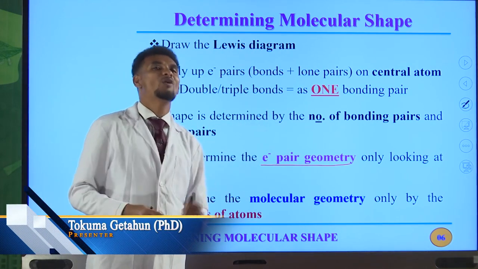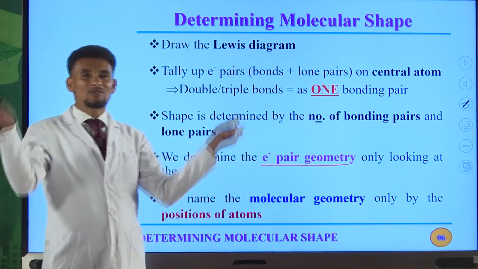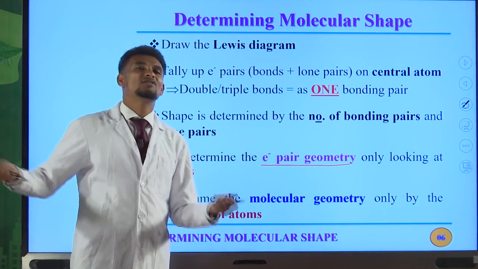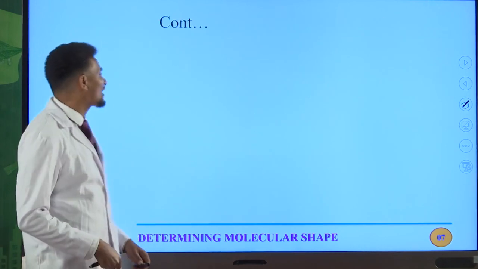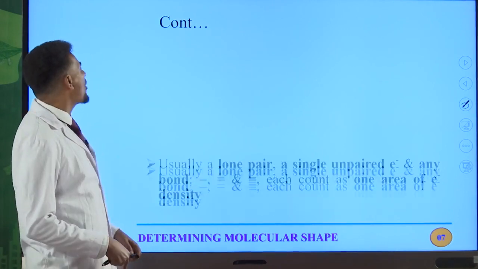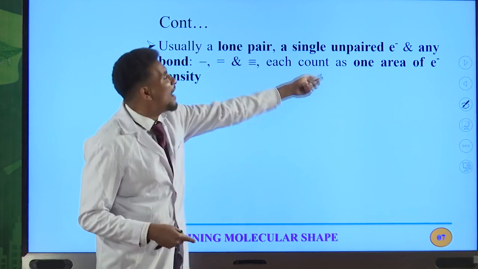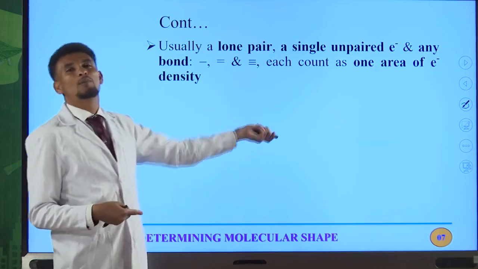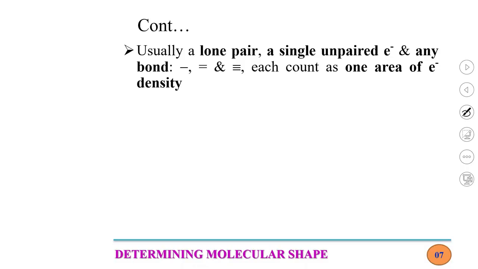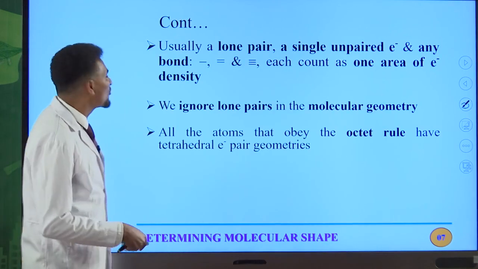If you know how to draw the Lewis structure, and if you identify the bonding pairs and the lone pairs of electrons around the central atom, you can easily predict the geometry or the shape of the molecules, as well as the electron pair geometry for that molecule. Another point is that a lone pair, a single unpaired electron, and any bond, single bond, double bond or triple bond, count each of them as one area of electron density. This is the limitation of the VSEPR model. So if you remember this one, you can easily predict the shapes of molecules.